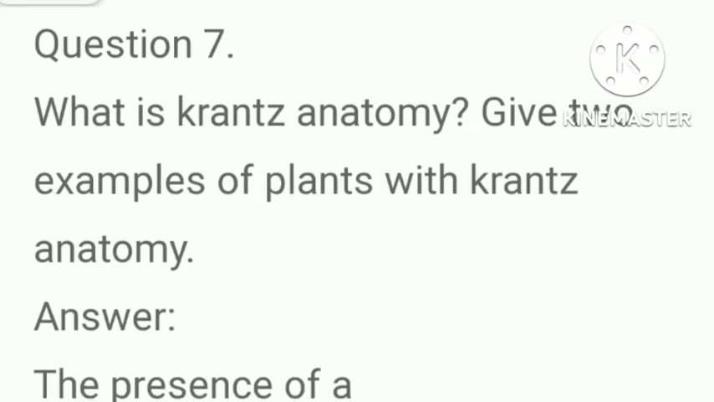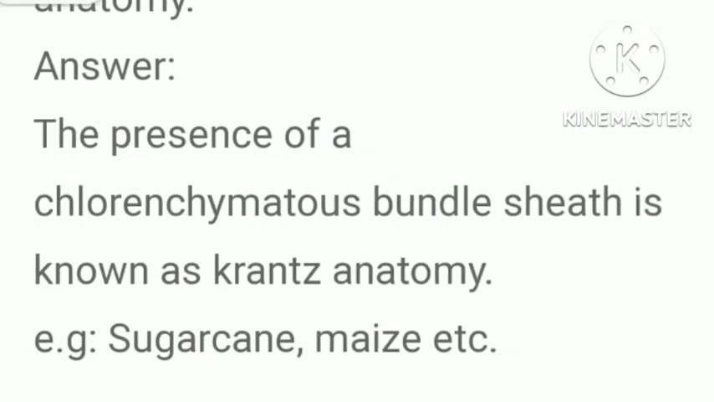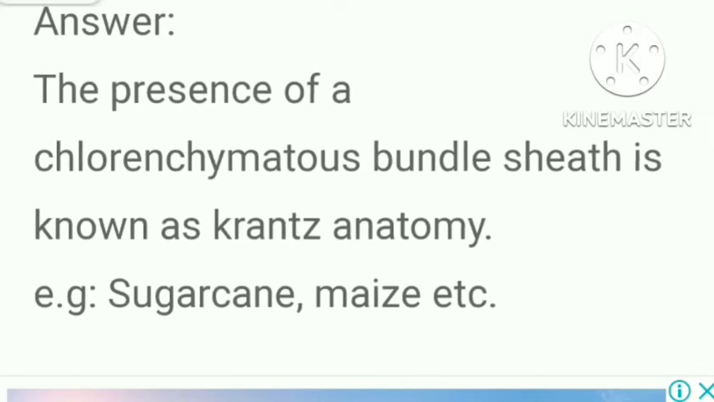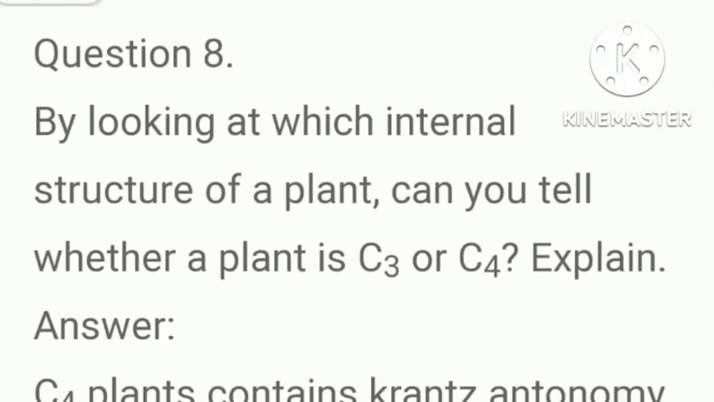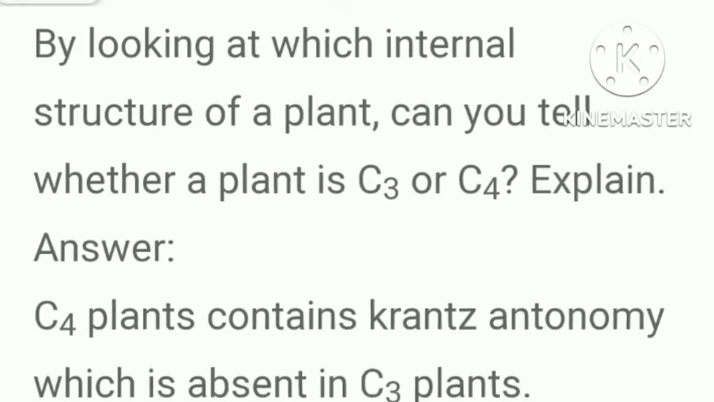Next, what is Kranz anatomy? Give two examples of plants with Kranz anatomy. Answer. The presence of a chlorenchymatous bundle sheath is known as Kranz anatomy. Example, sugarcane, maize, etc. By looking at which internal structure of a plant can you tell whether a plant is C3 or C4? Explain. Answer. C4 plants contain Kranz anatomy, which is absent in C3 plants.